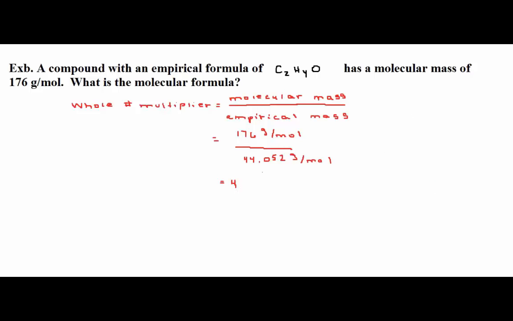Now, well, what do I do with my multiplier? What you do with your multiplier is you take this multiplier and multiply every single subscript in your empirical formula by that value. So in this case, it becomes C8, H16, and then O4. This right here is my molecular formula. And the reason why I know it's my molecular formula is that I can reduce it. If I were to then divide by 4 again, I would get my simplest whole number formula, which is my empirical formula.